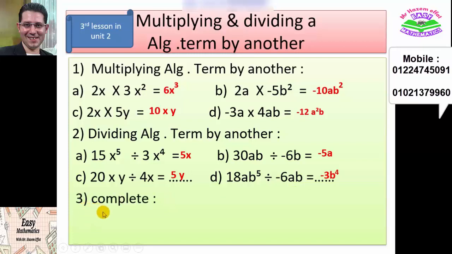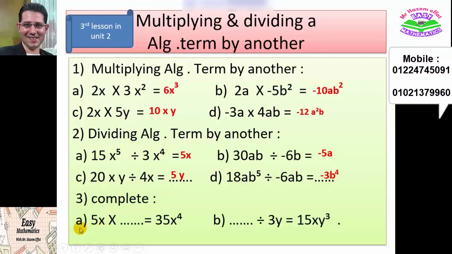Exercise number 3 complete. He asked me here, 5x multiplied by a missing algebraic term equals 35x power 4. How to find this missing algebraic term? By using the opposite of the multiplying sign, I mean here divide, we can find this missing algebraic term. By dividing 35x power 4 by 5x, it will be equal to 7x power 3.